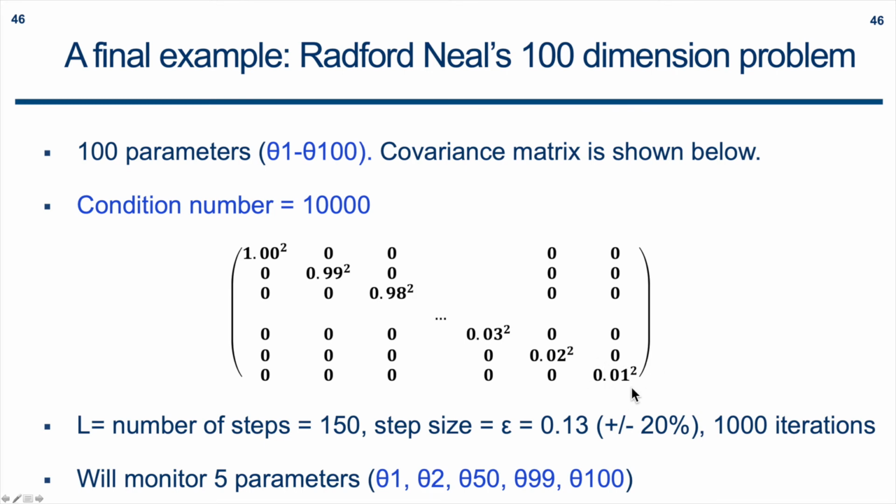And in his example he uses 150 steps with a step size of around 0.13, but with a plus or minus 20% variation from one iteration to the next. And he does 1,000 iterations. So it's difficult to look at all 100 parameters here, so I'm just going to focus on theta 1 and theta 2, the 2 with the largest standard deviations, 1 in the middle, and then the 2 with the smallest standard deviations.